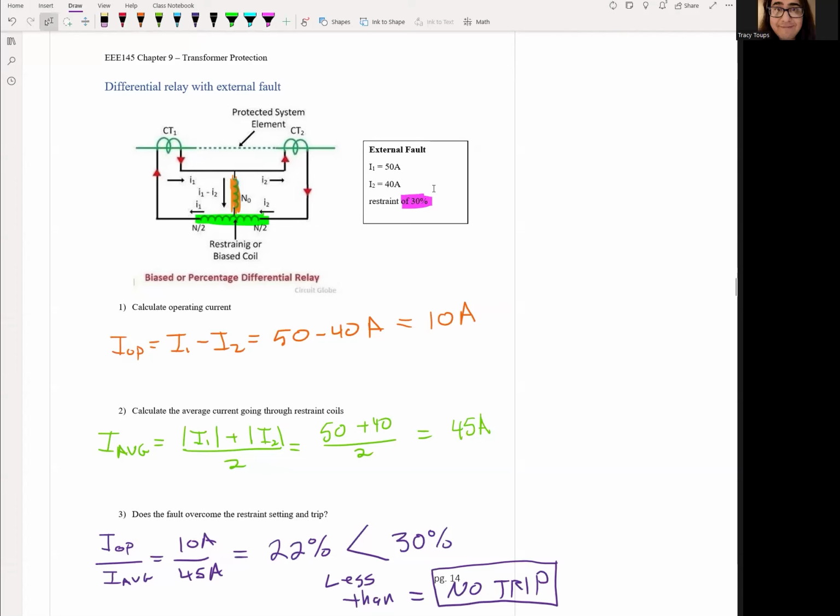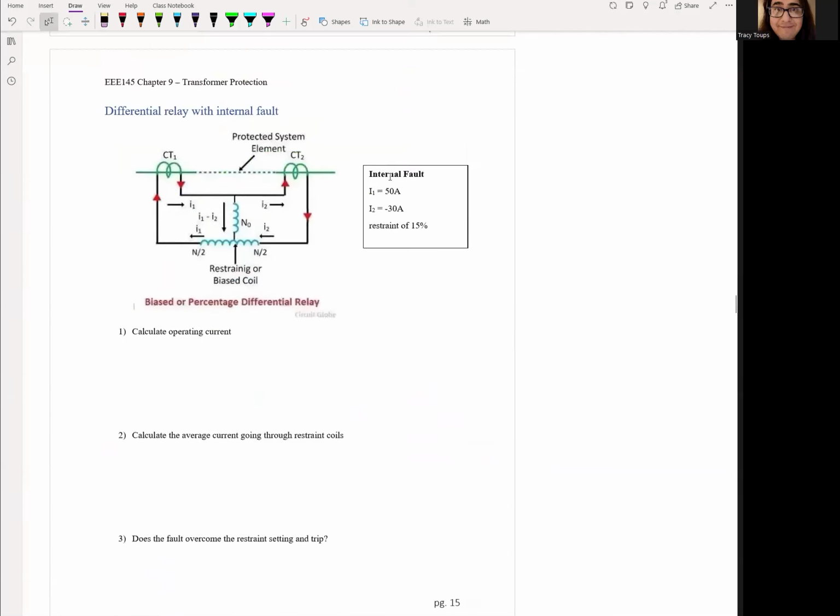Okay. Now let's do the same thing, and let's say there's an internal fault. So the fault is inside our zone now. Let's go ahead and write faults right here. Let's do the same calculation that we did before. Let's draw our coils again. So we got our operating coil right here. So I operating, be careful, because now the currents are both going into the fault, right? So one current is going to be negative.